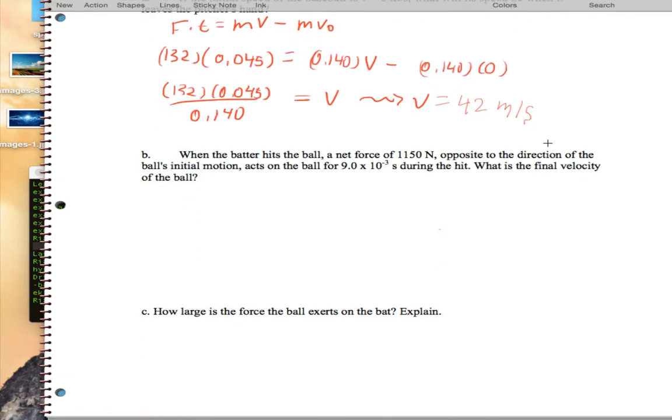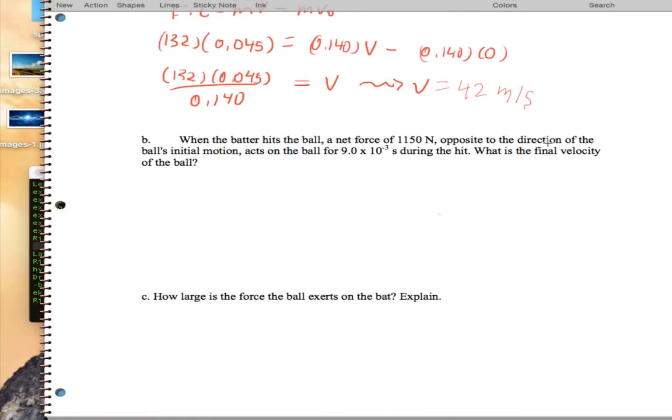Now, when the batter hits the ball, a net force of 1,150 newtons opposite to the direction of the ball's motion acts on the ball. And we want to know what is the final velocity of the ball after it's hit. So we're going to use the same equation again. Ft equals mv minus mv initial.